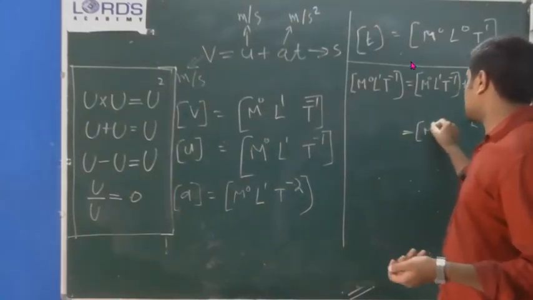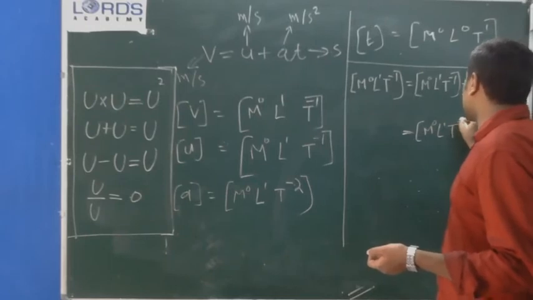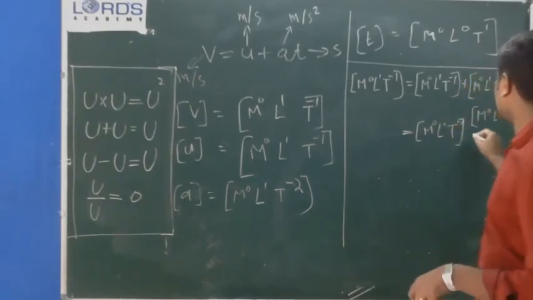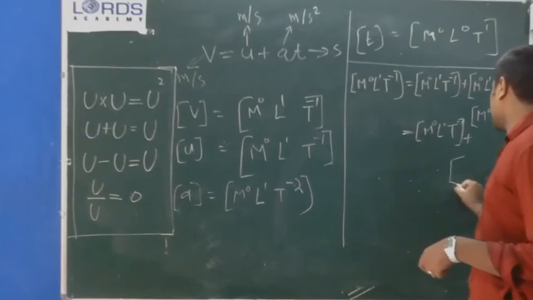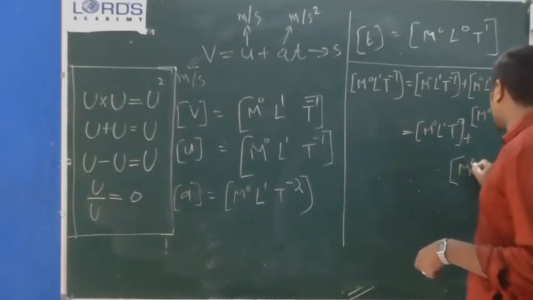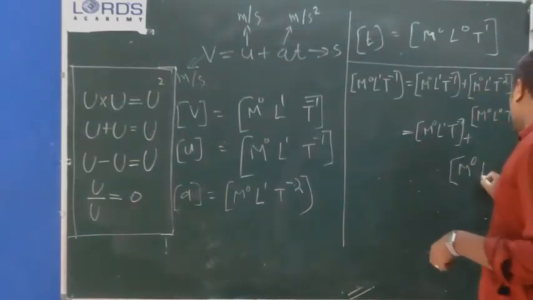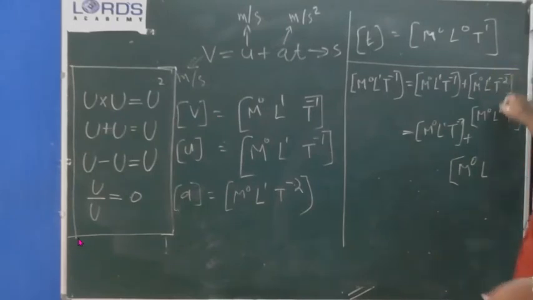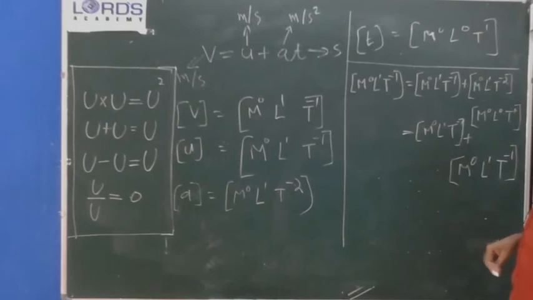So M raised to 0, L raised to 1, T raised to minus 1. Then when we are adding here, M raised to 0, M raised to 0, what do we obtain? M raised to 0. L raised to 1, L raised to 0. Just add the powers, that's all. So L raised to 1. T raised to minus 2 plus 1, so T raised to minus 1. When the same units are added, we obtain the same unit only.